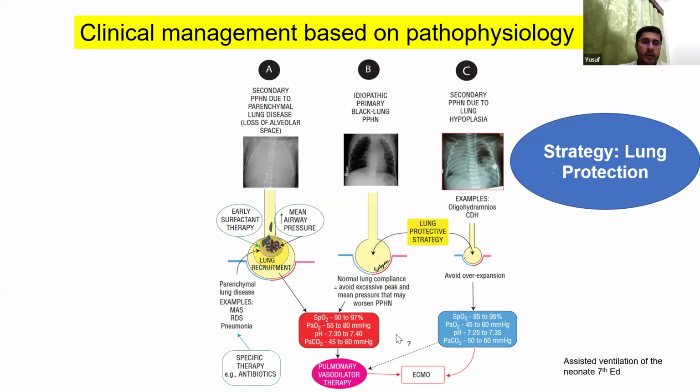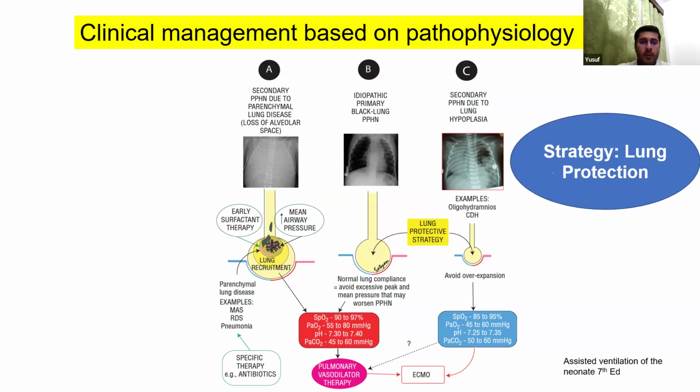What is open lung recruitment? Open lung strategy, sorry. Open, keep it open. So you open the lung and you keep it open. So you provide adequate pressures to recruit the lung, and then you provide adequate PEEP or MAP to keep these recruited alveoli open.